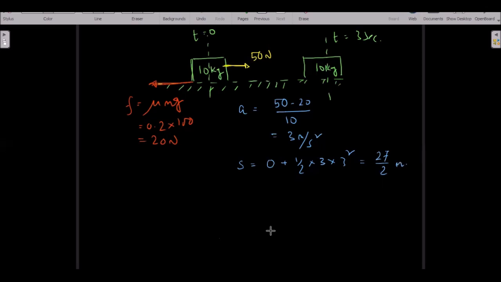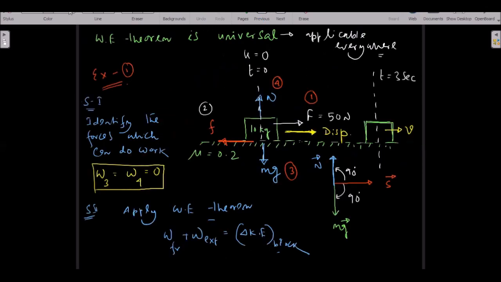Correct. Now everyone concentrate here. See, work done, go to the previous page. Can I write that work done by external force is positive, whereas work done by friction is negative?